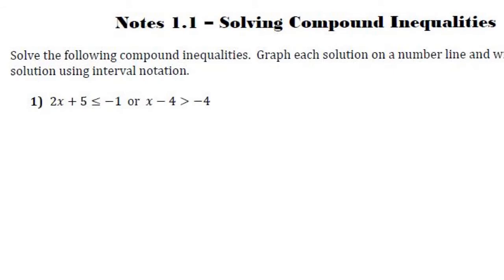So this first compound inequality is asking me to find solutions that satisfy the inequality 2x plus 5 is less than or equal to -1, or they want me to find solutions that will satisfy the inequality x minus 4 is greater than -4. So I'm going to solve each inequality separately, and then we'll talk about how to bring our answers together using that key connector word. In this case, I'm going to highlight, it's the word or. So we'll come back and talk about what that word means once we do a little bit of solving here.